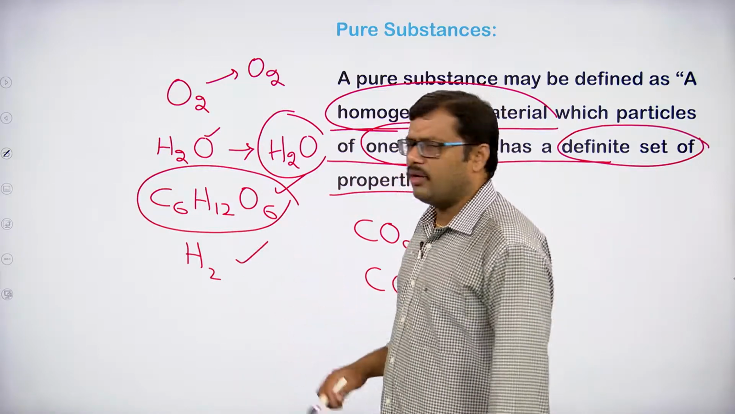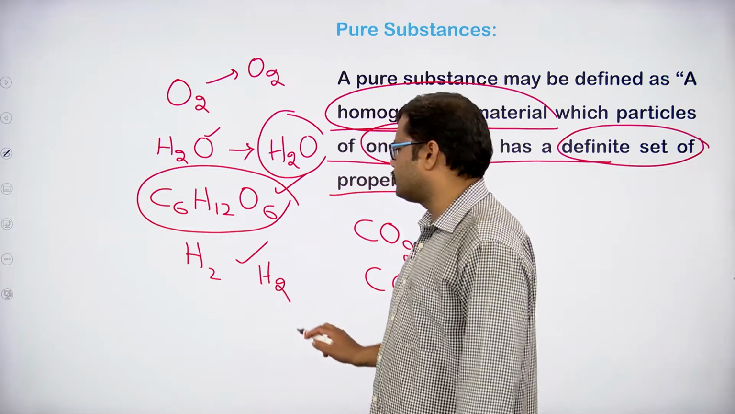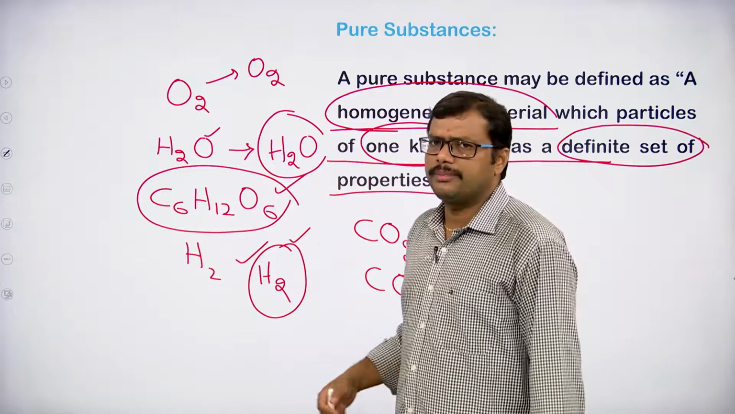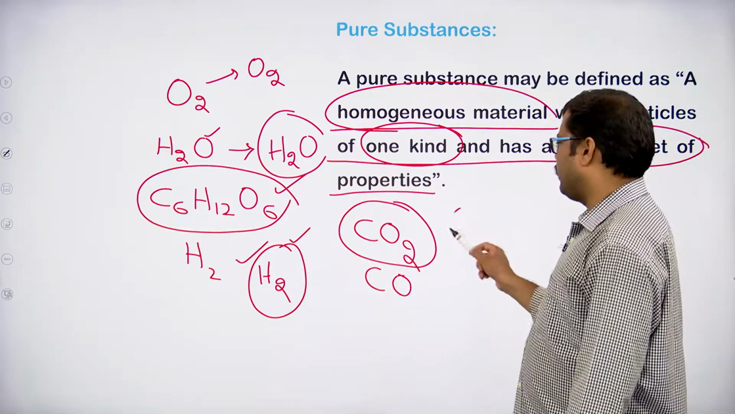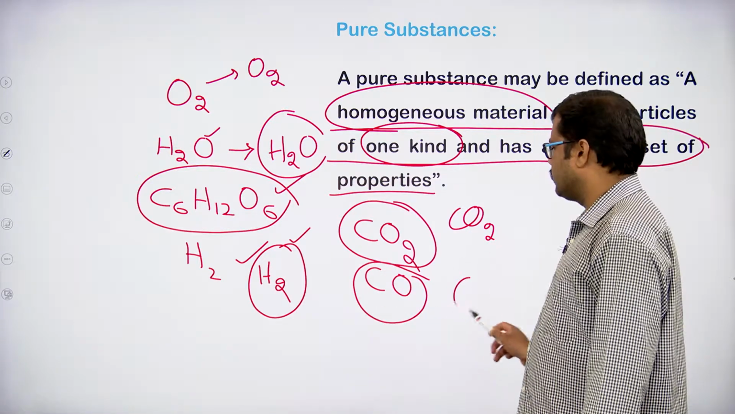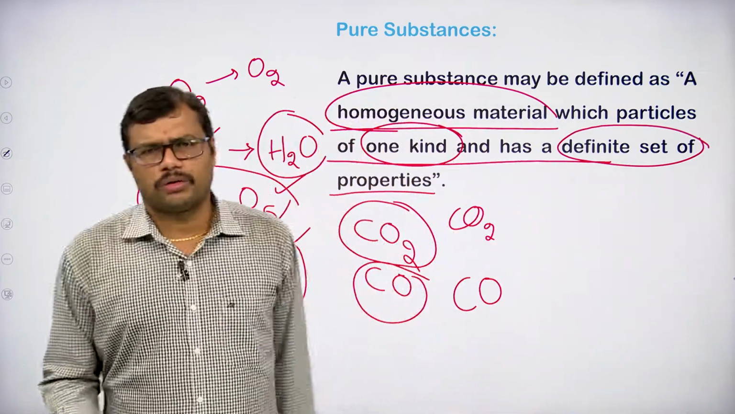If you are considering hydrogen gas, it contains only hydrogen molecules, H2 molecules, so this is considered to be a pure one; no other components are present. If you are taking only carbon dioxide, it contains carbon dioxide molecules, so this is pure. If you are taking carbon monoxide, it contains carbon monoxide molecules, it's pure, okay.